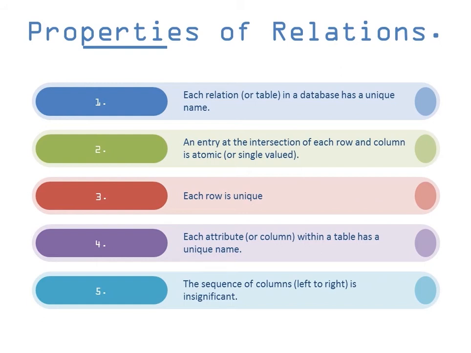The fourth property of relations is that each attribute or column within a table has a unique name. Because the sequence of columns is insignificant, columns must be referenced by name and not by position. In general, a column name needs to be unique to the table to which it belongs. The last property of relations is that the sequence of columns, from left to right, is insignificant. It means that the order of the columns in a relation can be changed without changing the meaning or use of the relation. Okay, that's all about the properties of relations.